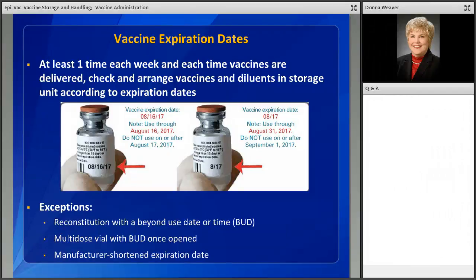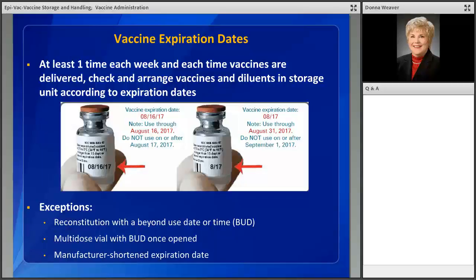Now, unfortunately, we hear too often about administration of expired vaccine. Check vaccine and diluent expiration dates a minimum of weekly. Rotate your stock so that vaccines and diluents with the soonest expiration dates are used first so that you can avoid wastage. And get expired vaccines out of your storage units.